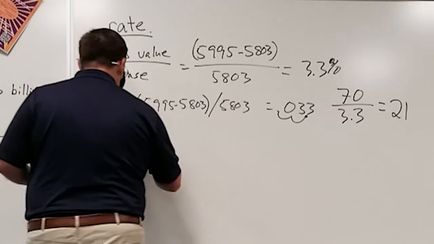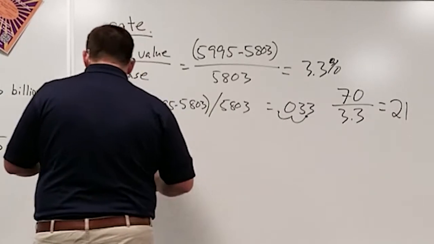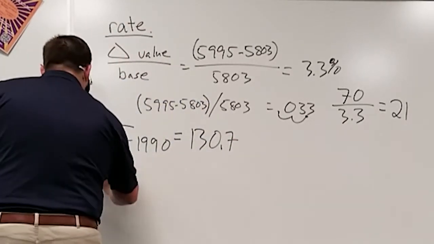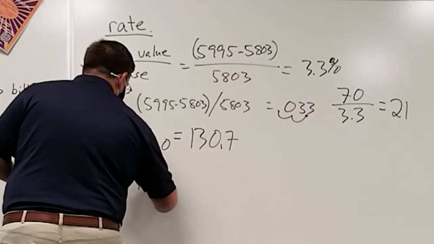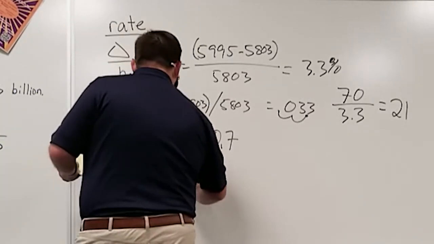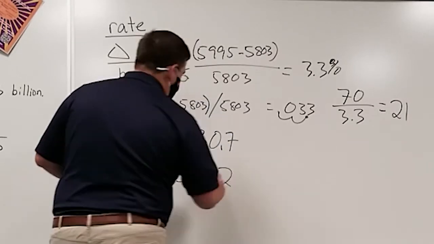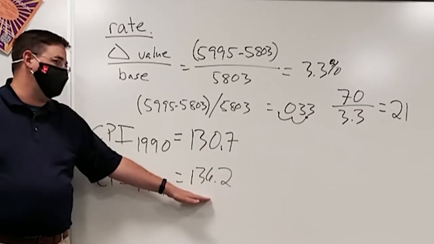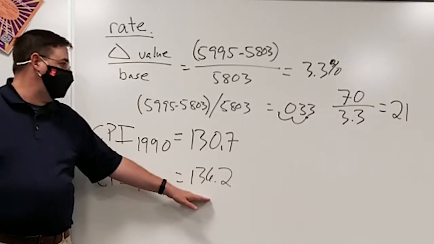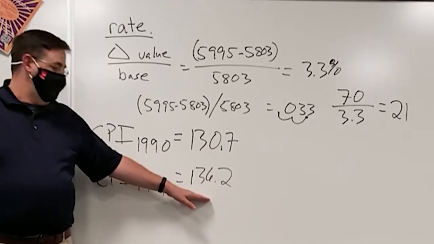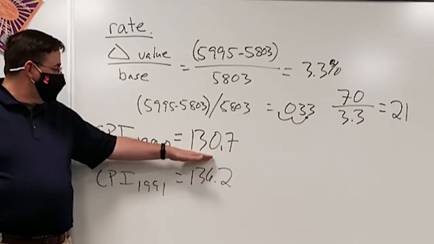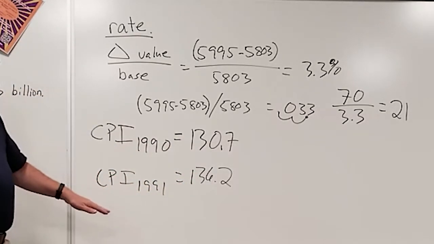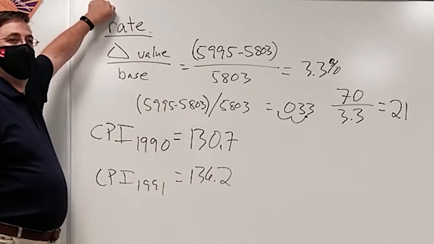So we can look at the Consumer Price Index. In 1990, the Consumer Price Index was 130.7. But the Consumer Price Index in 1991 was 136.2. Just looking at that, does that look like a big number or a small number? Have prices changed a lot or a little? What you used to spend $130 on, now you have to spend $136 on. Can we calculate the inflation rate using these two numbers?